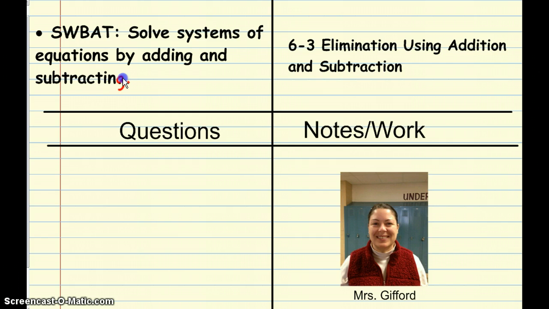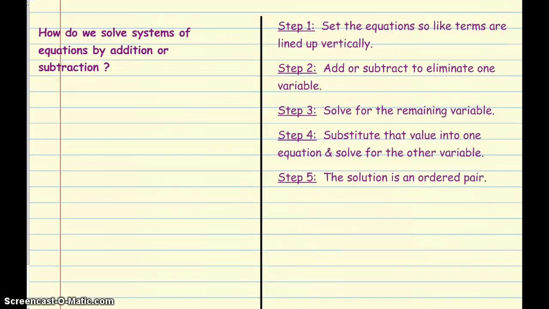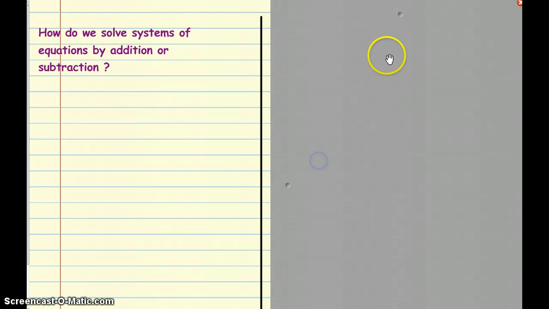Okay, so we're going to take a look at solving systems of equations. So far you've learned how to do it by graphing, and now we're going to talk about how to solve by either adding or subtracting. I'm going to add in a little window here just so you don't have to cruise ahead. So the question is, how do we solve systems of equations by addition or subtraction?